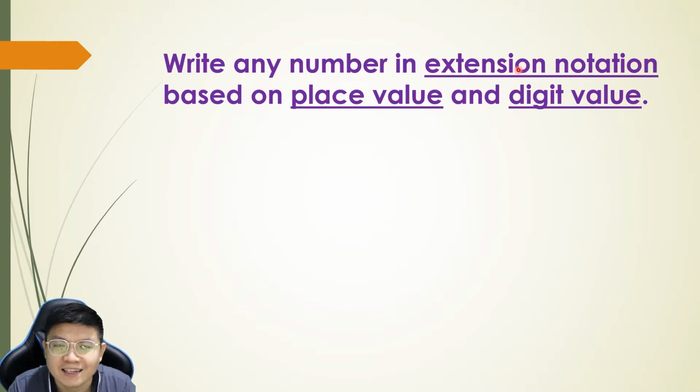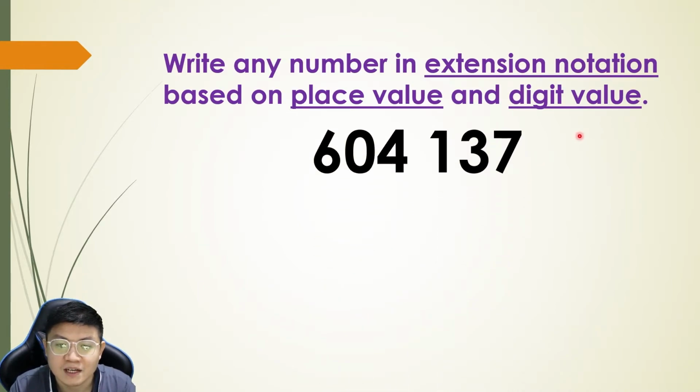Now, what do you mean by extended notation? Okay, I will give you a number such as 604,137. By this number, you extend it, you break it into parts, meaning you break it according to its digits, right? In this number, the 6 represents 100,000s, and this is 10,000s, and this is thousands, this is hundreds, this is tens, and this is ones.